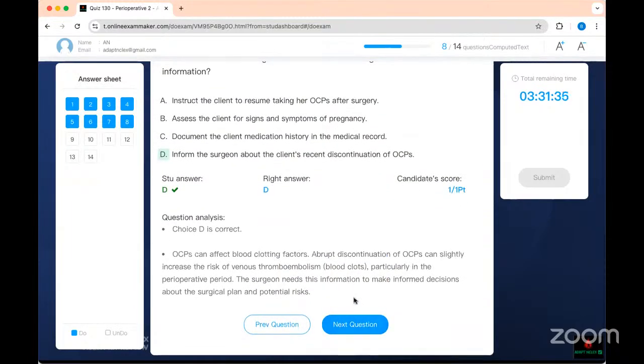Okay. So oral contraception can affect blood clot, blood factors. Abrupt discontinuation of it can slightly increase the risk of DVT, especially in the perioperative period. So the surgeon needs to know about it so that we can plan accordingly.